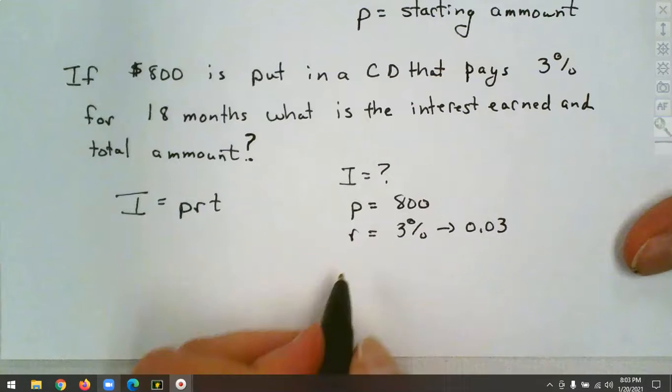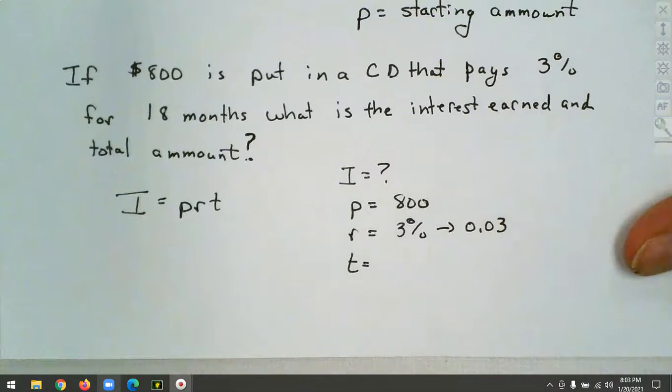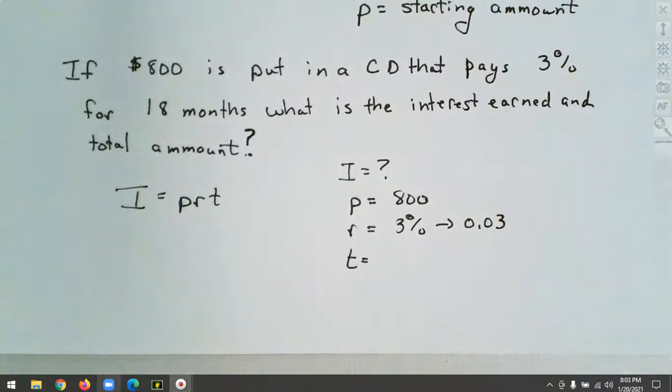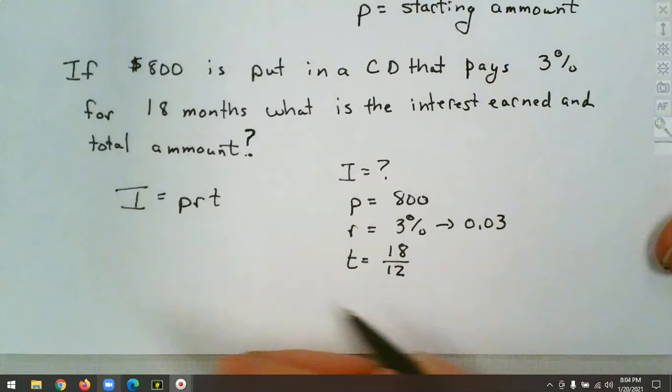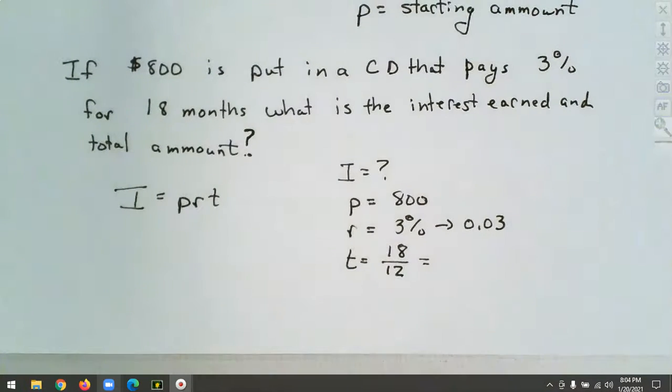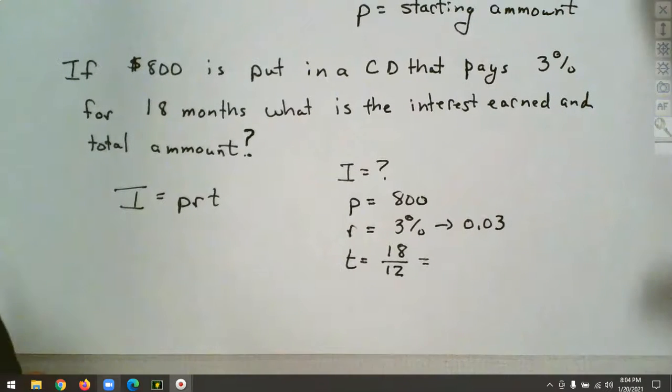Here's where students make a mistake. What is our time? Our time is not 18 because we did not put it in for 18 years, did we? What did we put it in for? 18 months. So we've got 18 over 12. And we might be able to reduce that down a bit because 18 and 12 both have a 2 in common. So let's go ahead and reduce this down as far as we can. Actually, there's a 6 in common, so we could reduce this down by a factor of 6. So 18 over 6 is 3.